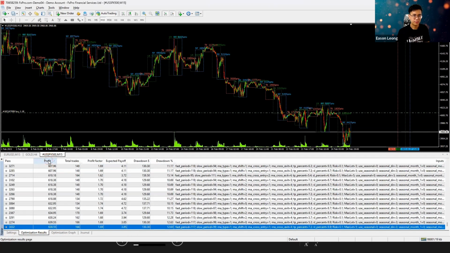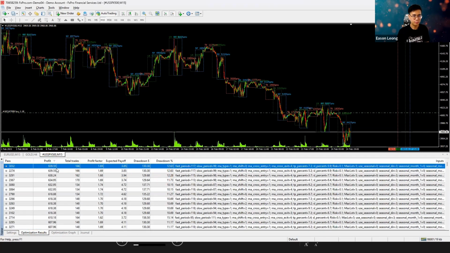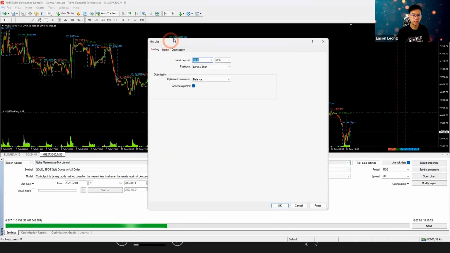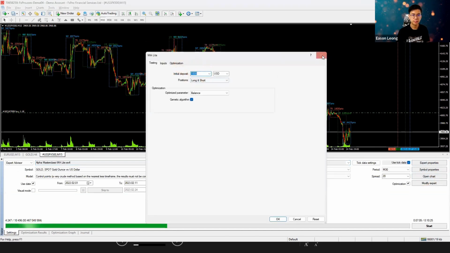In the optimized result here, I can sort it according to the profit. Then I can see the relevant profit, total number of trades opened, and profit factor. So write this down: profit factor, in the most simple way to understand, is equal to risk reward. Then you've got expected payoff, your drawdown in dollars, and your drawdown in percentage. The account size that I'm using here is a $1,000 account.